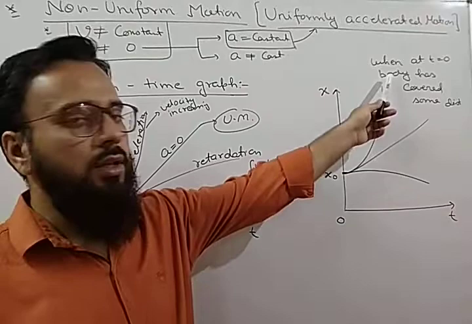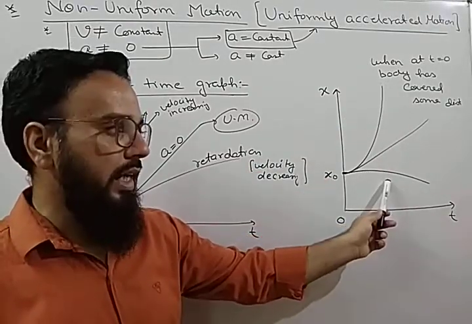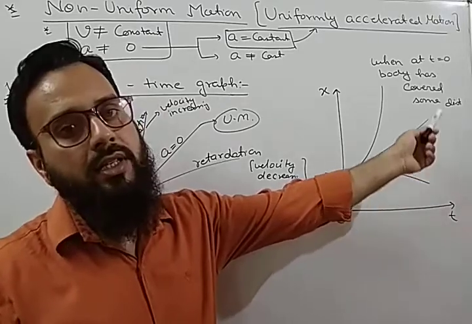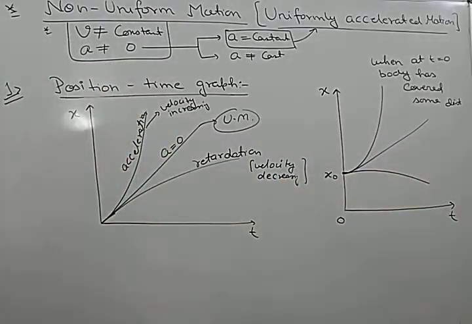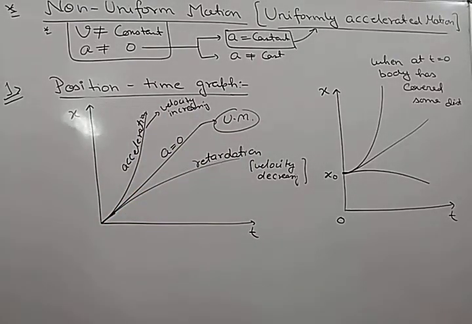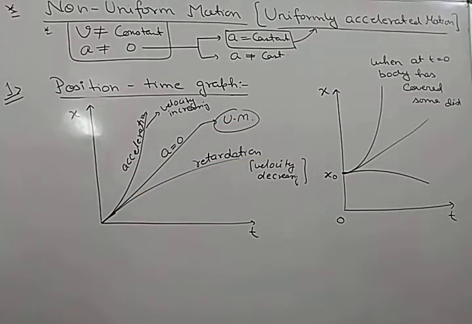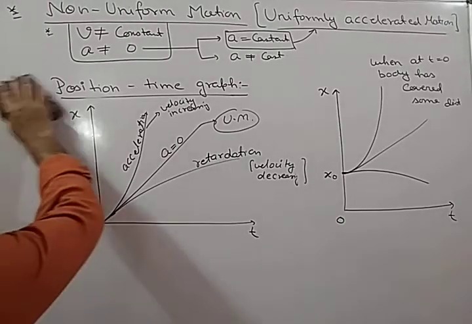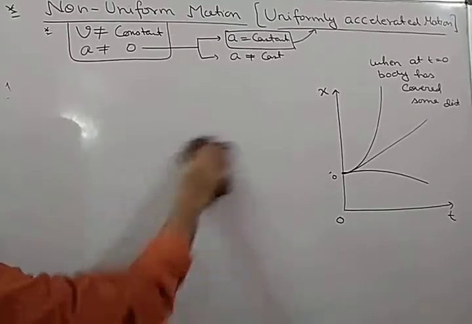This is moving upward, which represents acceleration. Moving downward means retardation. A straight line means it is for acceleration 0, that is uniform motion. So these all are the graphs of position time for non-uniform motion. And non-uniform motion, the case is uniformly accelerated motion. Okay, now we are coming to the second graph, that is velocity time graph of non-uniform motion.